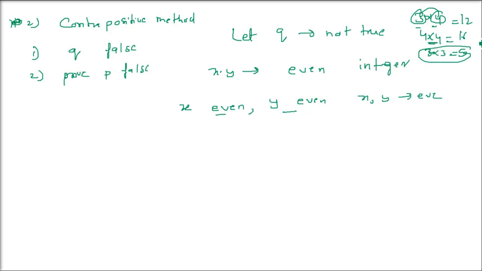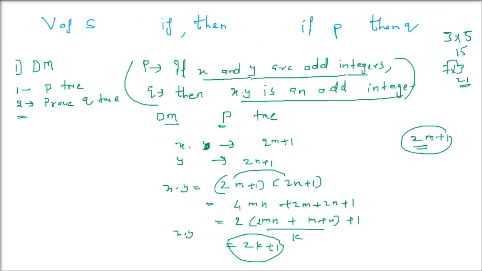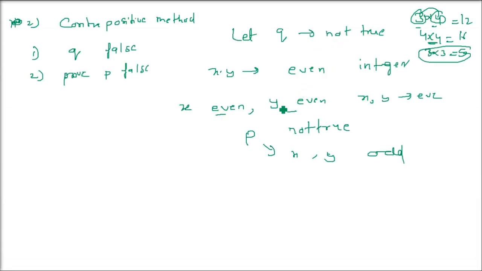Okay. So we assume Q to be false. That is, we assume that it is not odd. It was even. But what we found is that either X is even, Y is even, or X and Y both are even. But basically our P was X and Y are odd integers, but we just saw that in order to get an even integer, one of them has to be at least an even integer.